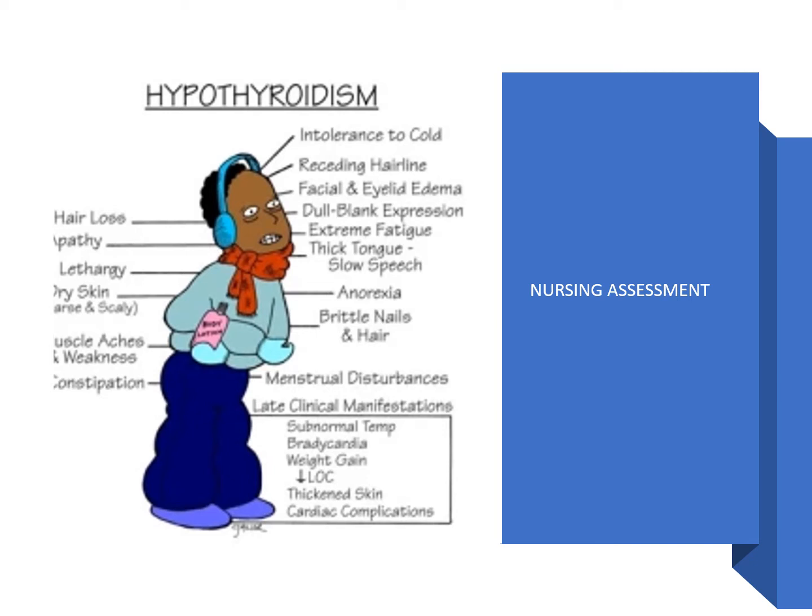Their body temperature will be lower than normal. They may have bradycardia, which is a slow heart rate. They may experience weight gain, have a decreased level of consciousness, have thickened skin, and have some cardiac complications.